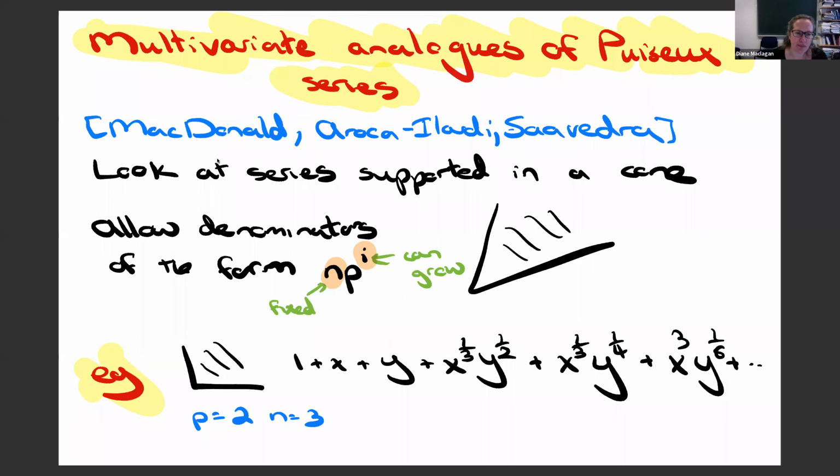So this is in characteristic 0, so without the powers of p. Some of the combinatorics of this was worked out by MacDonald, Arrocha and Naladi. I think I'm choosing the right reference here, who wrote down the field explicitly, and then this was generalized to characteristic p in the same way as the series we saw on the previous slide by Saavedra, who was Arrocha's student.